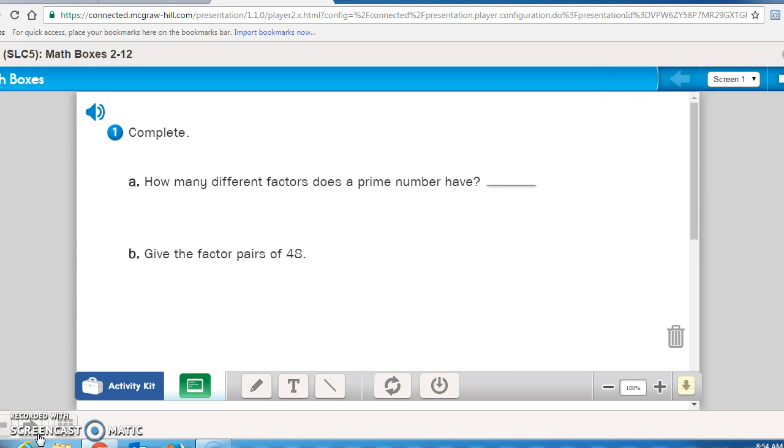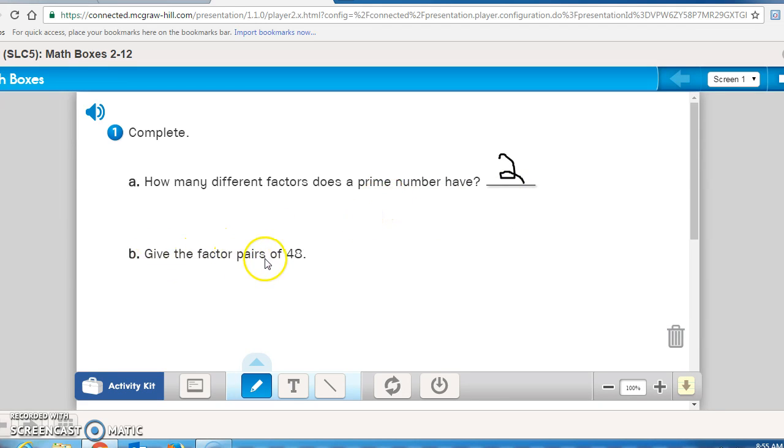So how many different factors does a prime number have? This is review. And give the factor pairs of 48. I'm going to go ahead and help you with this first one. So how many different factors does a prime number have? Well, a prime number only has two: the number 1 and the original number.